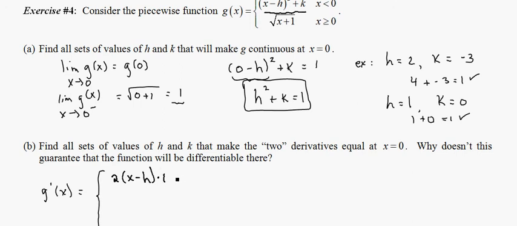Now I have to add to it the derivative of k, but k is a constant, so its derivative is 0. I think I'm going to just rewrite this as 2 times (x minus h). I'm going to leave it like that, though. You could distribute the 2. And I'm going to say that's for x is less than 0.